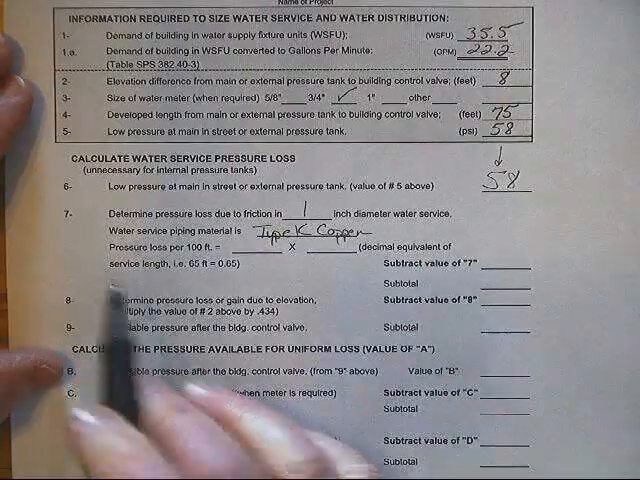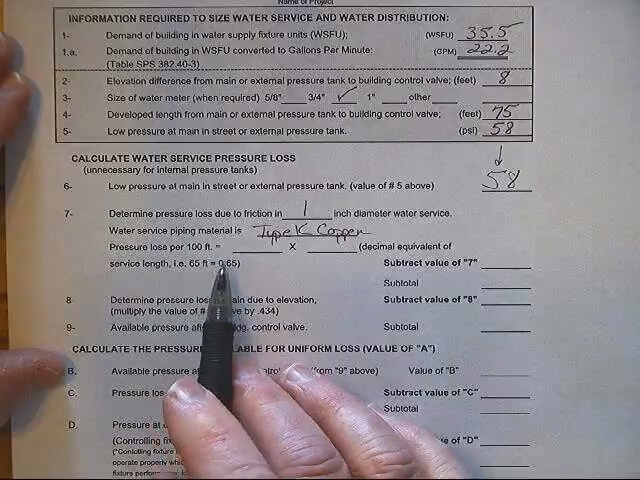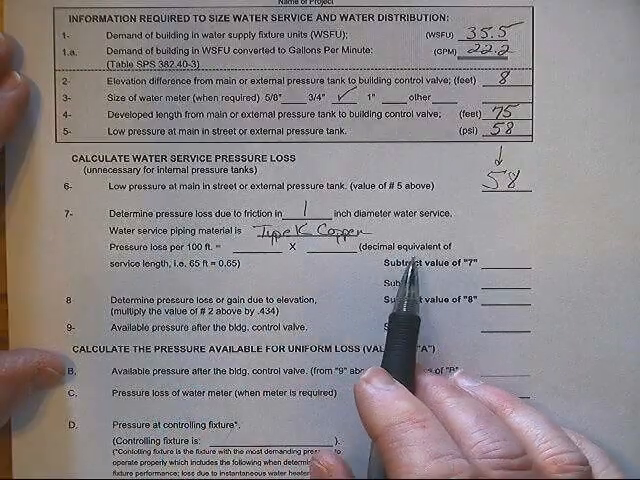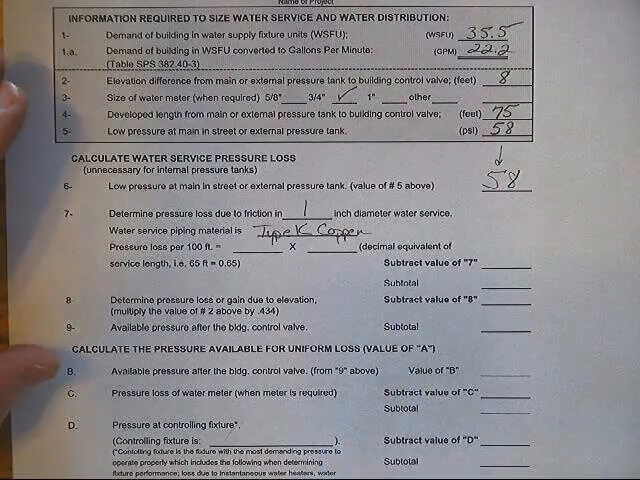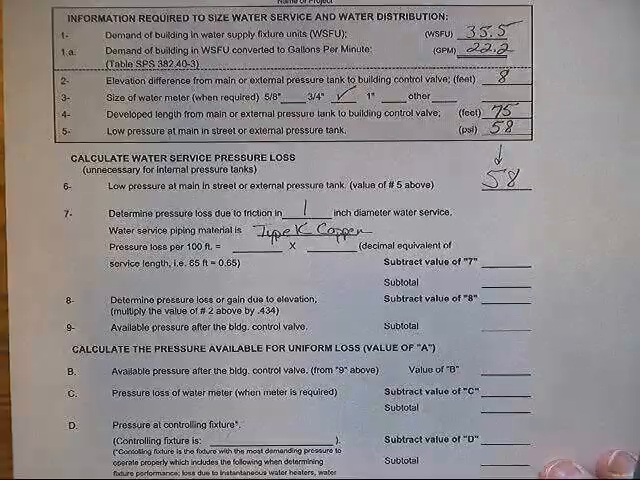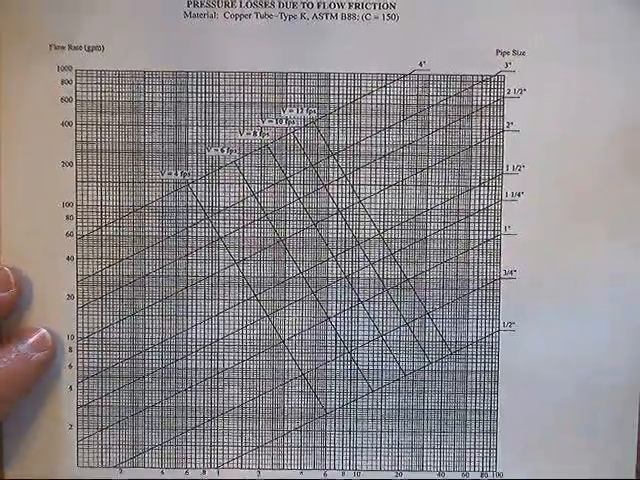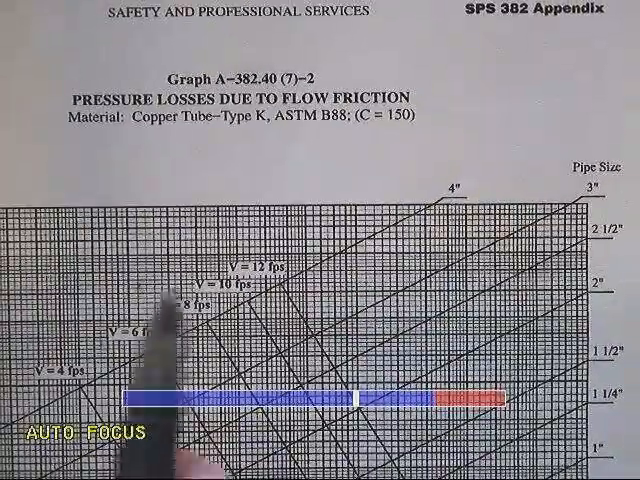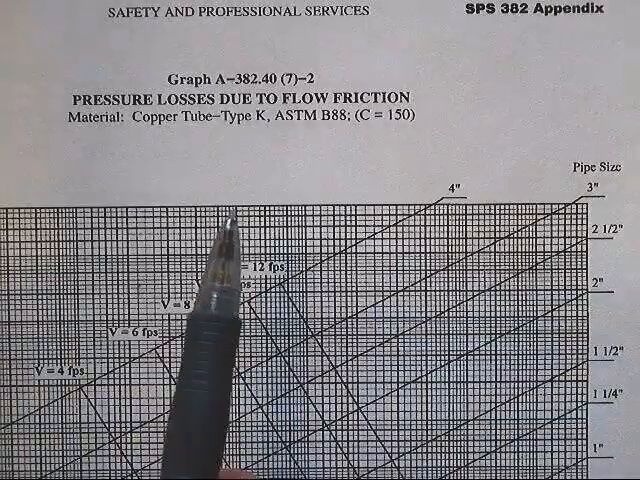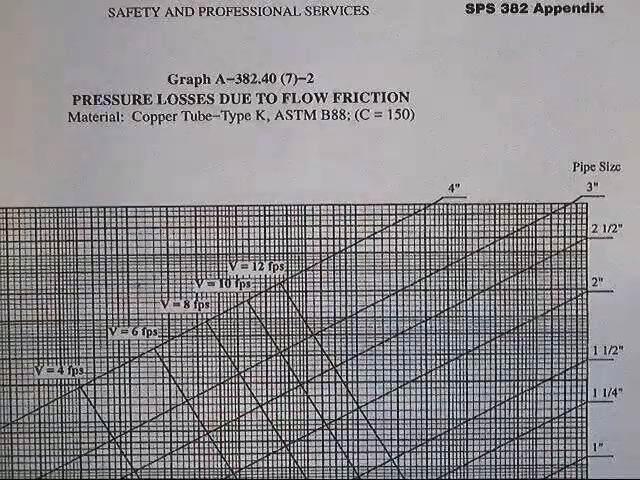The next thing we will do is determine what the pressure loss is per 100 feet of pipe, and then we will multiply it by the decimal equivalency of the actual service length that we are going to use. So to determine the pressure loss in 100 feet, we will refer to the graphs that are located in the appendix of the Wisconsin Plumbing Code. For this particular project, we're going to look for the graph that deals with type K copper, and that happens to be table 2 from the appendix.